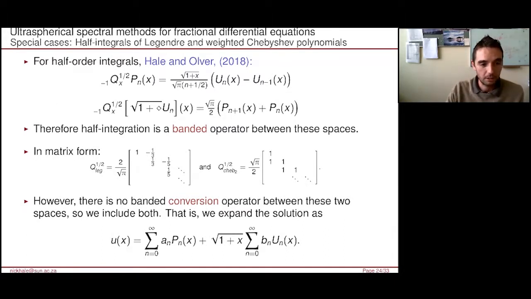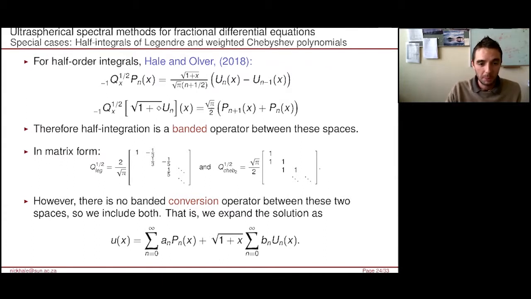The key thing for us, she and I, we managed to show that if you take the half integral of a Legendre polynomial, what do you end up with? You end up with, well, it looks like two Chebyshev second kind polynomials, but they're weighted with the square root of 1 plus x. But that's no problem. Similarly, if you took that kind of basis, the square root of 1 plus x times the Chebyshev polynomial, if you do the half integral of this, you end up back with a Legendre polynomial series.